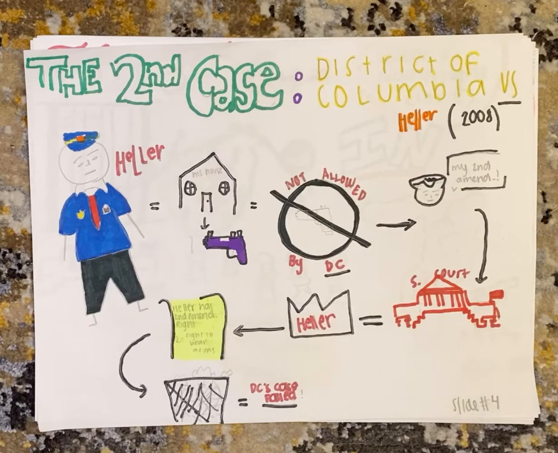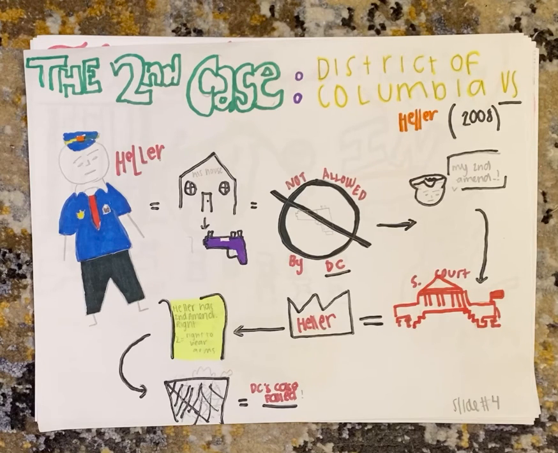Second, we'll be talking about the case of District of Columbia versus Heller, which took place in 2008. This case involved gun laws in DC against a police officer named Heller. He applied to have a handgun in his name but was denied due to the prohibition of private handgun ownership in Washington. Heller sued saying that this law violated his Second Amendment right, and the court ruled in his favor.